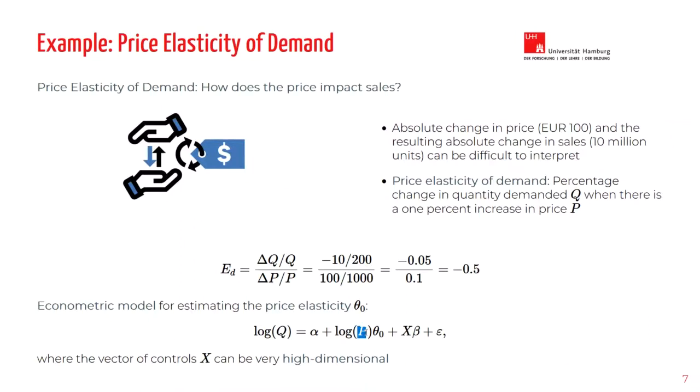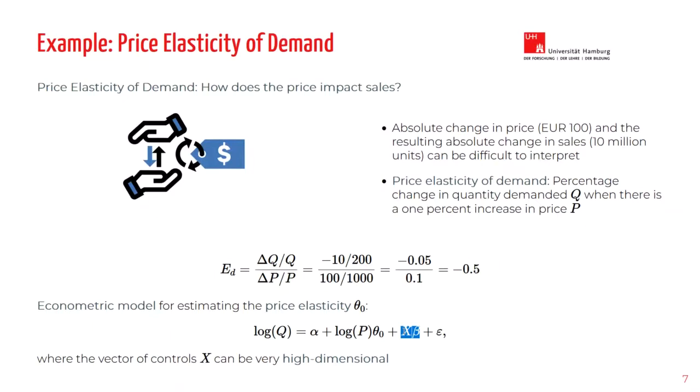Okay, and we can set up a linear regression model in a log-log specification. So we have on the left-hand side the logarithm of the quantity, and on the right-hand side we have the logarithm of the price. And once we are able to control for some confounding variables x, the theta might be estimated consistently, which means that we are able to identify this parameter.